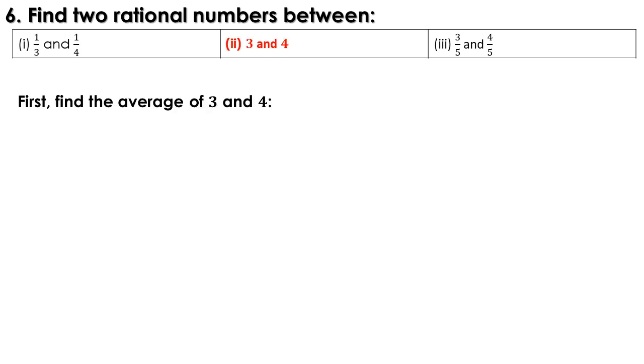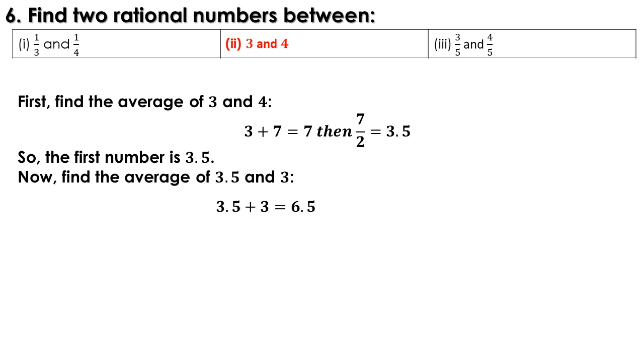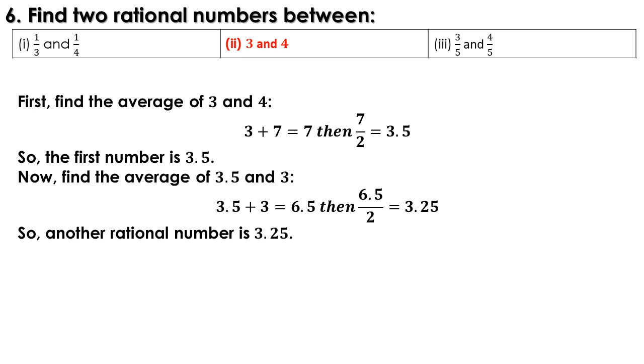Let's start by finding the average of 3 and 4. To find the average, first add the numbers together. 3 plus 4 equals 7. Next, divide the sum by 2. 7 divided by 2 equals 3.5. So, the first number we get is 3.5. Now, let's find the average of 3.5 and 3. To find the average, add the numbers together. 3.5 plus 3 equals 6.5. Now, divide the sum by 2. 6.5 divided by 2 equals 3.25. So, the second rational number we get is 3.25.